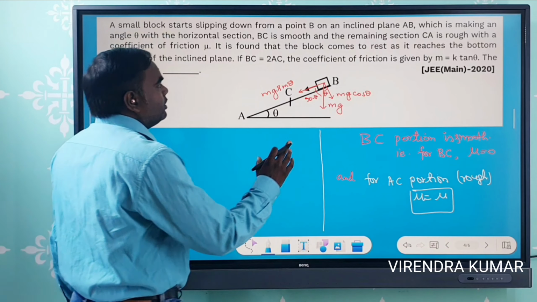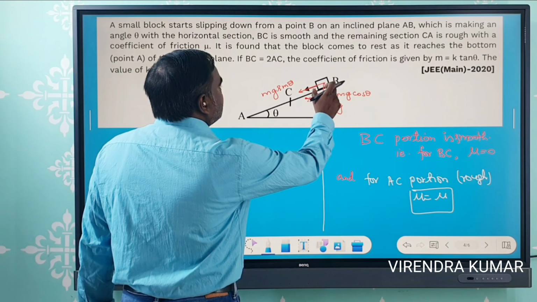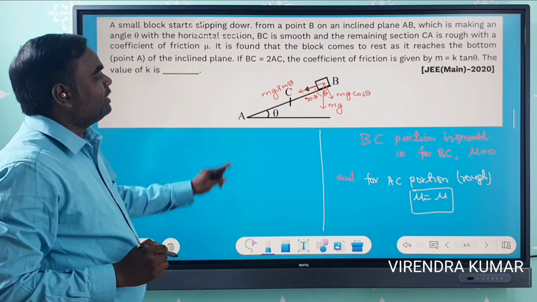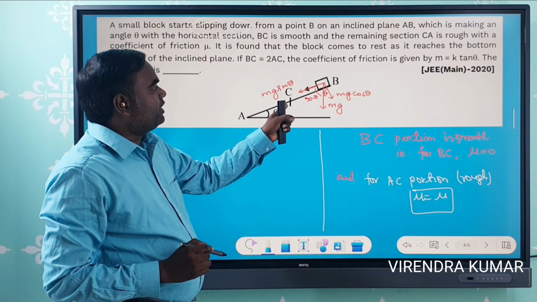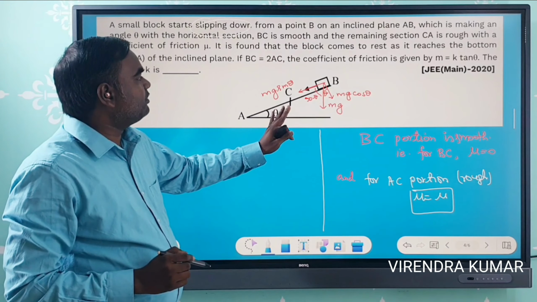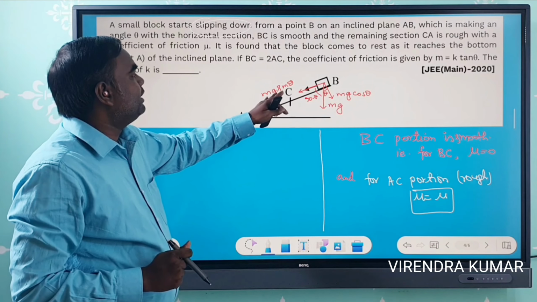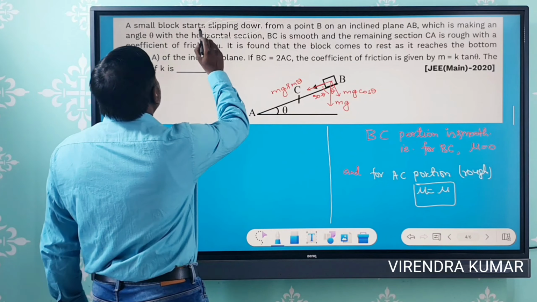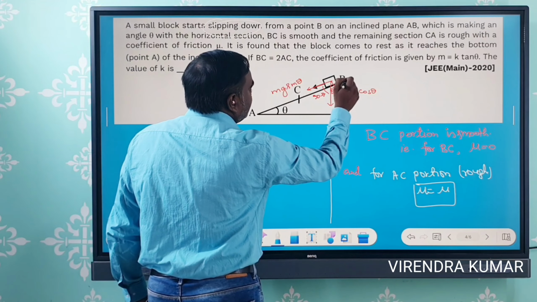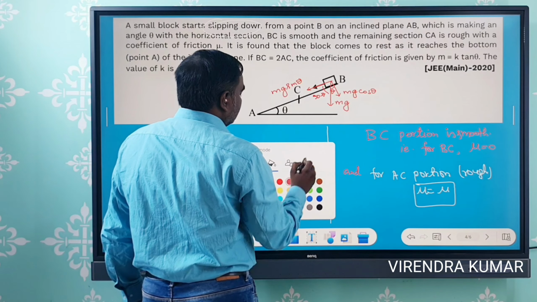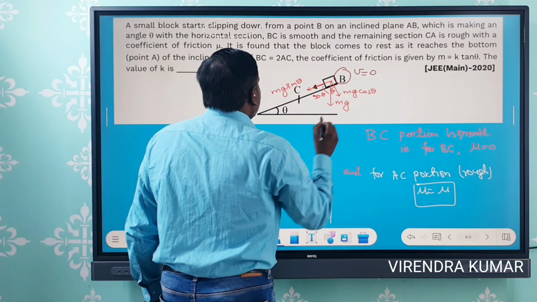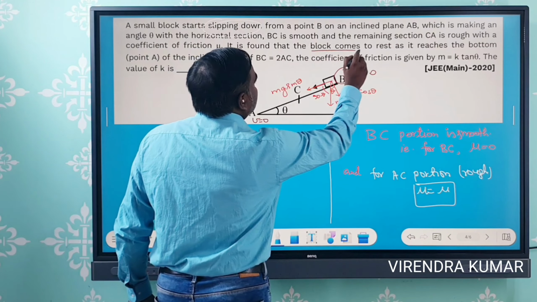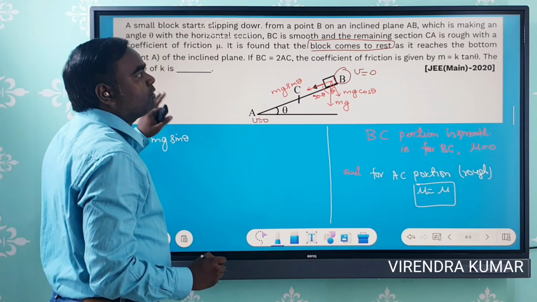You know that this block B is slipping down along the inclined plane, and up to point C there is no frictional force, so it is sliding down because of this mg sin theta force. So children, the point to be noted here is that the block starts slipping from point B, that means at point B it is at rest, V is equal to 0, and when it reaches point A again V is equal to 0, because it is mentioned that the block comes to rest as it reaches the bottom point A.